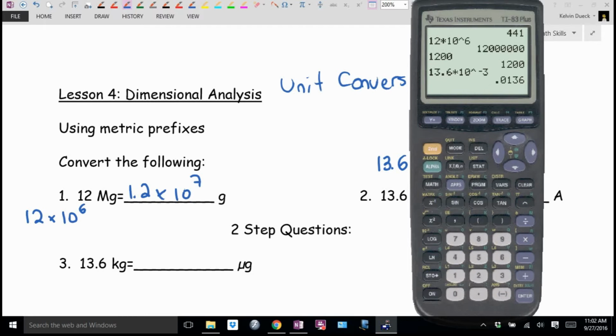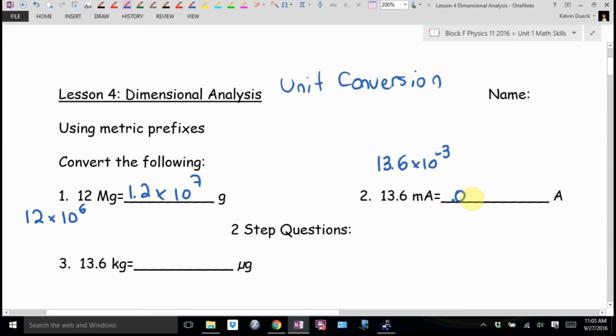And apparently I get, would it be easier to write that answer in scientific notation, or is it easier to write that answer as a decimal in standard form? I'm going to write it as a decimal, 0.0136, since the instructions didn't specifically say. Amps.